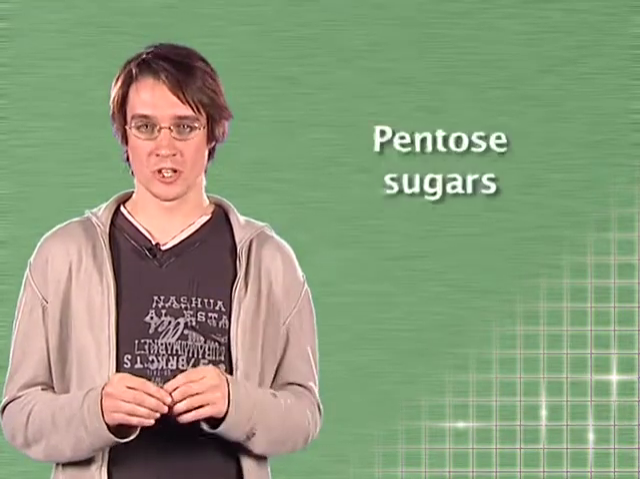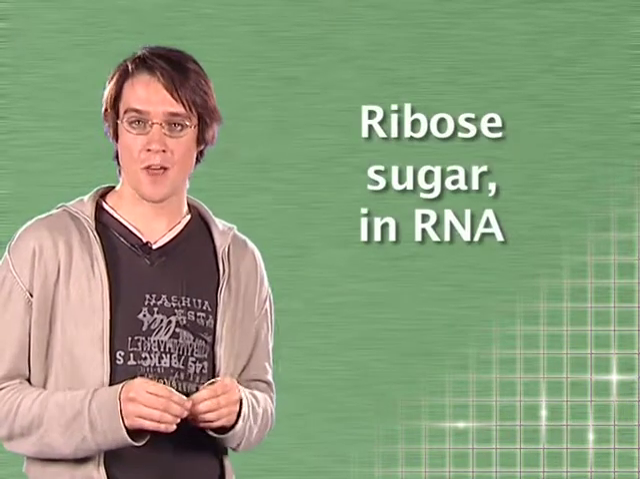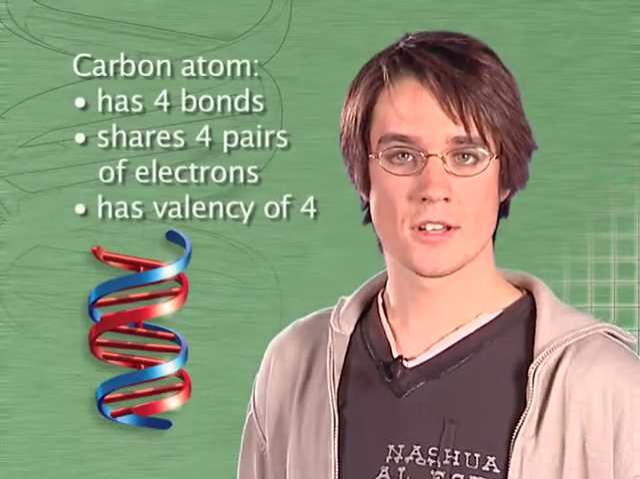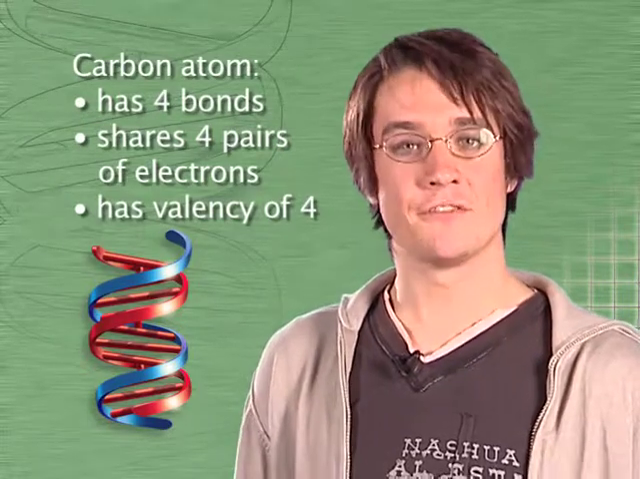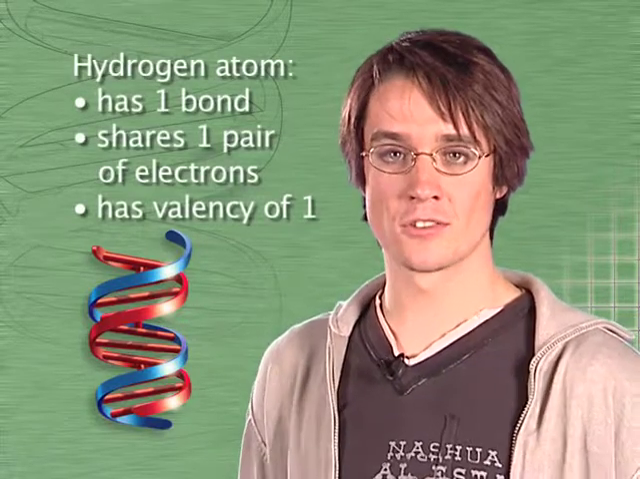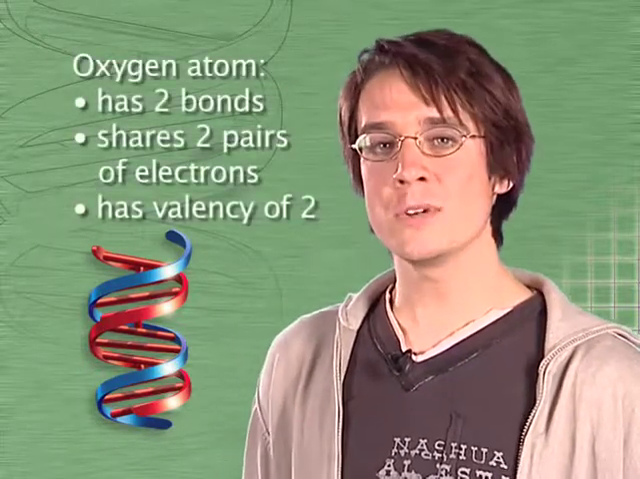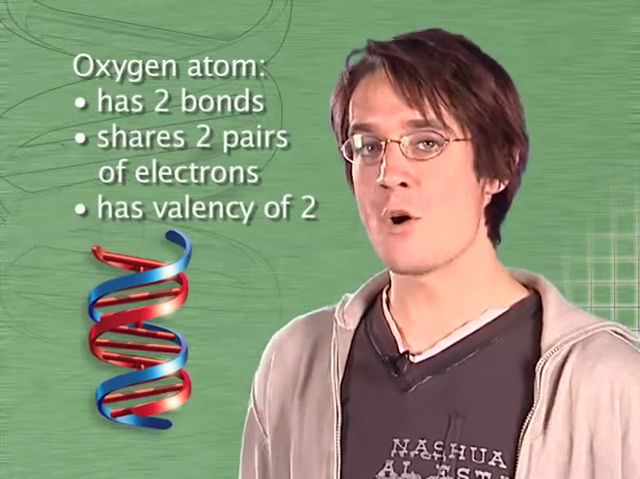Some important sugars in biology are 5-carbon or pentose sugars. Deoxyribose sugar in DNA and ribose sugar in RNA are both pentoses. You will learn more about these in Module 2. Notice that each carbon atom always has 4 bonds, shares 4 pairs of electrons, and has a valency of 4. Each hydrogen atom always shares 1 pair of electrons, or has 1 bond, and a valency of 1. And each oxygen atom always shares 2 pairs of electrons, therefore has 2 bonds and a valency of 2.